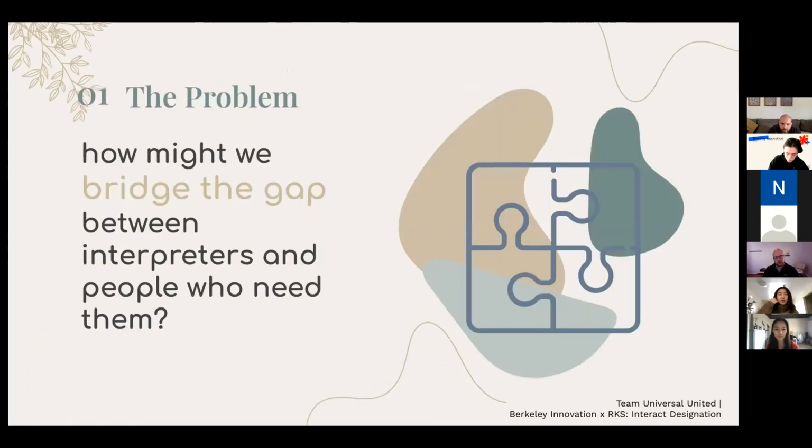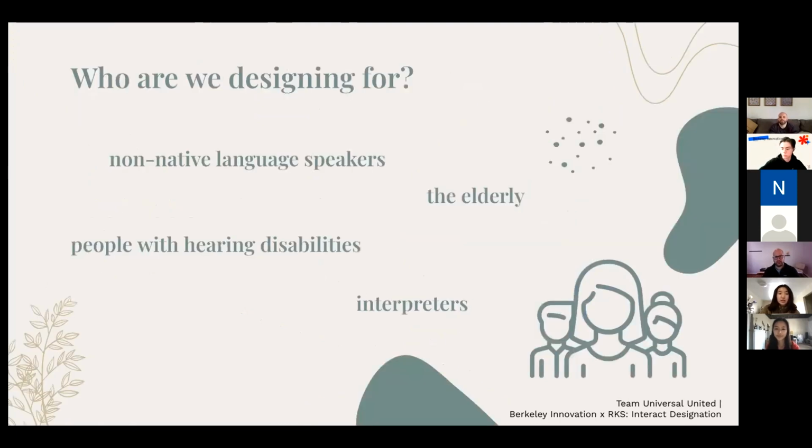And with that said, we were able to narrow down our scope to how might we bridge the gap between interpreters and people who need them. And I'll pass it on to Beata to discuss our user research. Yeah, so our main groups that we were designing for were people who were non-native language speakers, who needed interpreters for everyday life or medical interpreters. Also the elderly for those same reasons, and people with hearing disabilities to connect users with ASL interpreters. Furthermore, we kept the interpreters on the other side of the app, the program, in mind to maximize their experience as well.